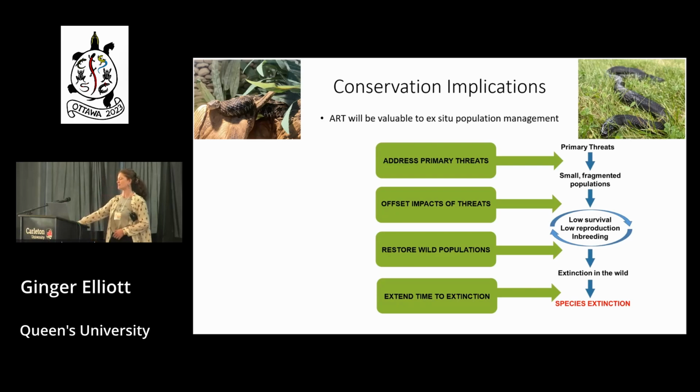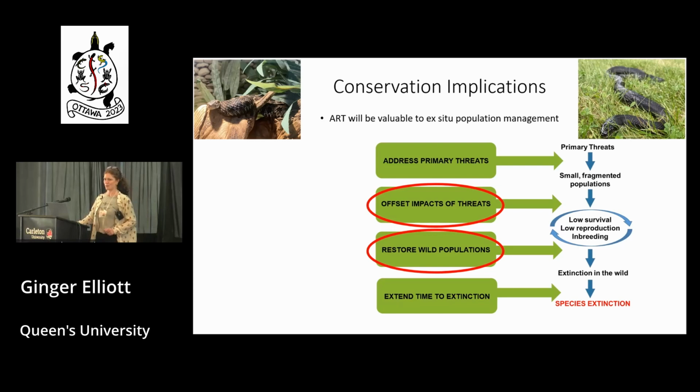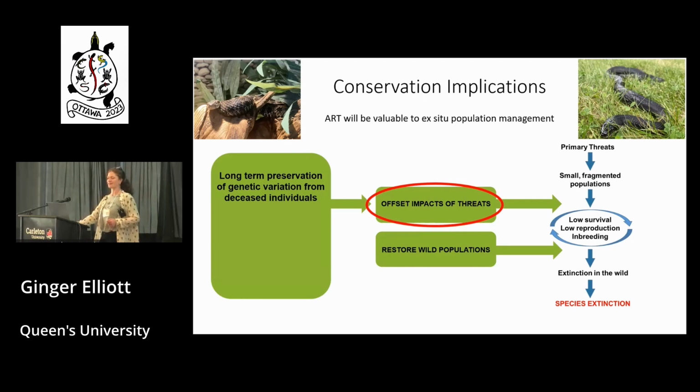However, where will ART be valuable? Only specifically to these two middle ones. We can do ART research in captivity. However, it is going to help us offset the impacts of primary threats. By doing cryopreservation, we can help protect genetic variation of deceased individuals, and we can work on developing in vitro fertilization and sperm sorting techniques to allow for demographic and genetic augmentation of the populations in our care.